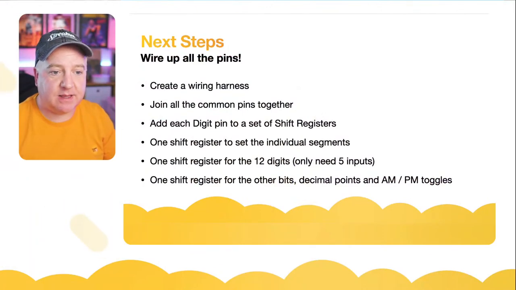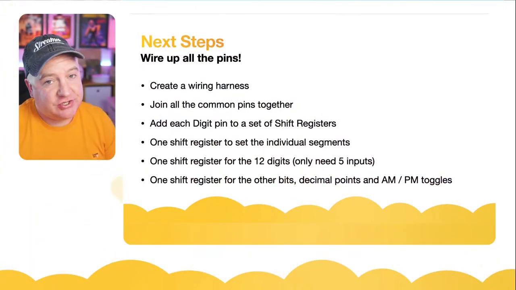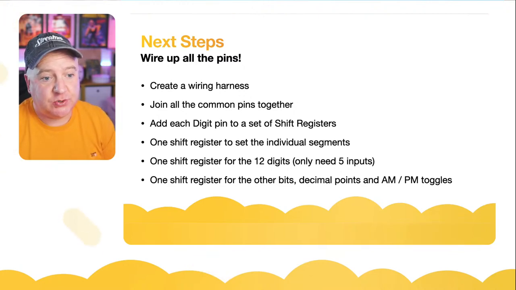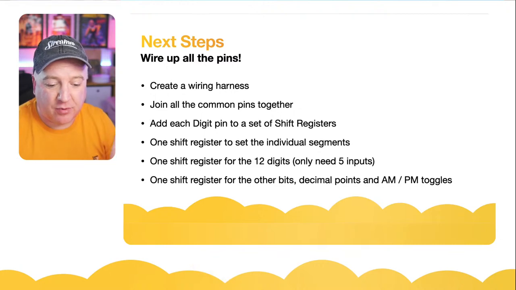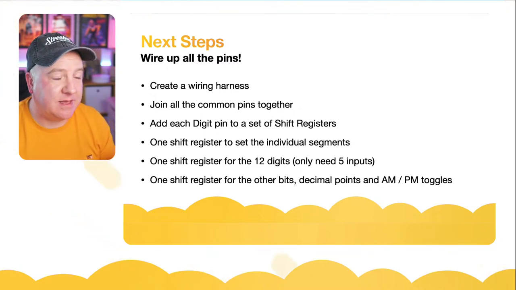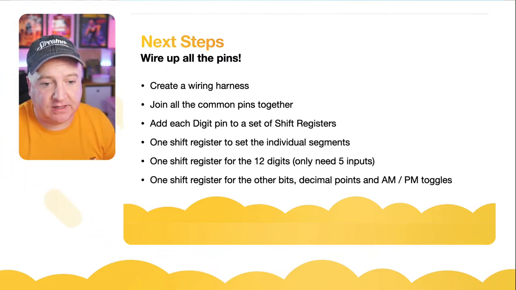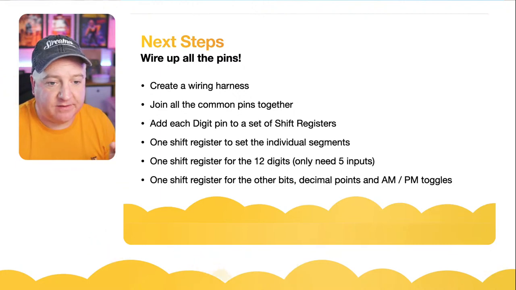So that's one of the next steps, is to create a wiring harness, join all the common pins together, add each digit to the shift register, and I only need two of them. And then one shift register to set the individual segments, one for the 12 digits, we only need 5 inputs for that, and then one for all the other bits and pieces for the decimal points and the AM and PM toggles and things like that. Probably be able to accommodate them in the other 3 bits that I've got available after using the other 5.